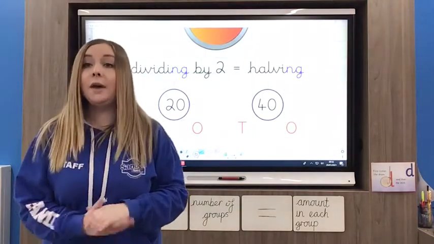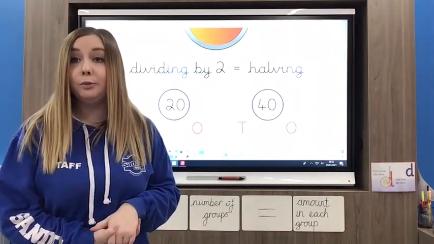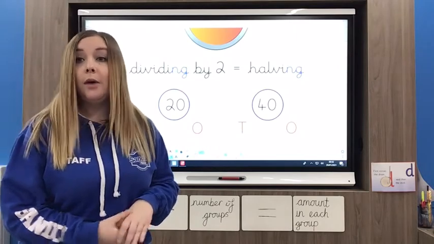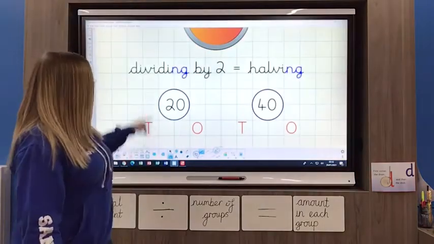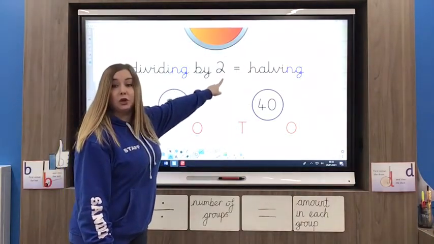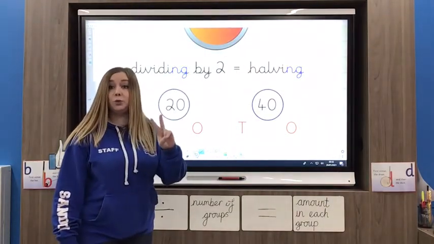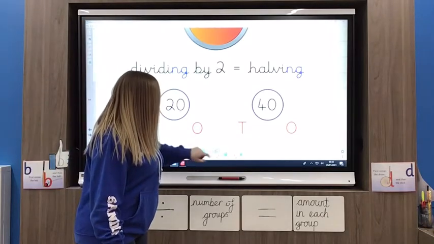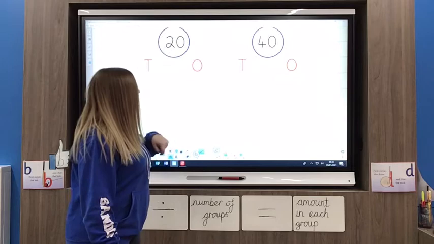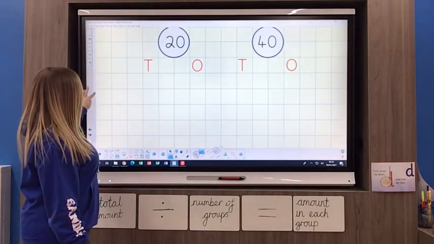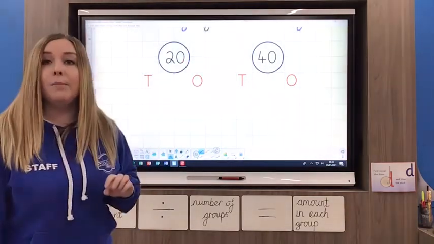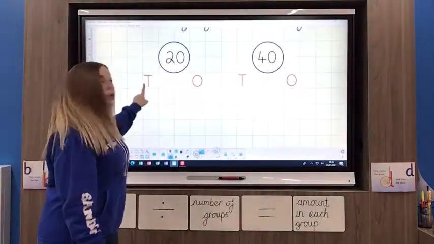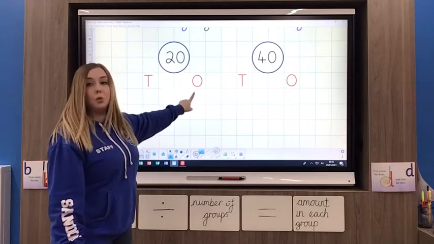Okay, so we've had a look at halving today because it will help you with your first set of questions for today's learning. And remember, halving is the same as dividing by 2. So sharing something into 2 equal groups. But to help us today, we're going to do some partitioning. And remember, partitioning is where we split our number into 10s and into 1s.